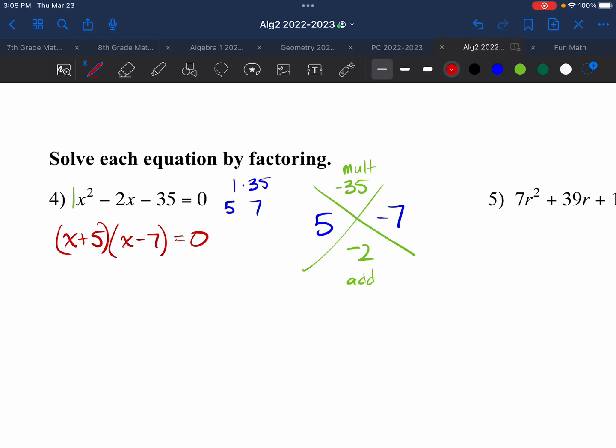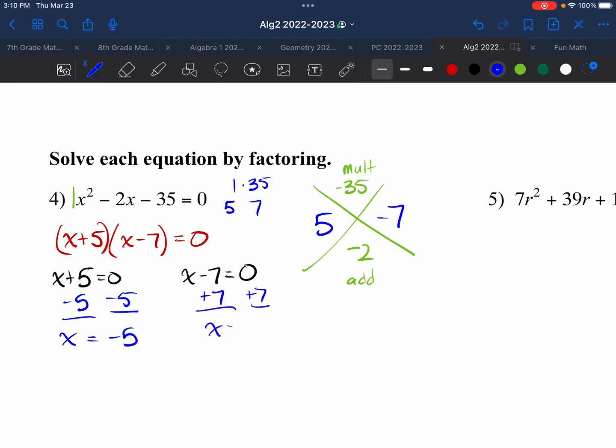So I can say, what if x plus 5 was 0? That would be a solution. What if x minus 7 was equal to 0? That would be another solution. And then we just solve each of those. So subtract 5, and you get x is equal to negative 5. I could add 7 and add 7, and I get x is equal to positive 7. And those are my answers for number 4.